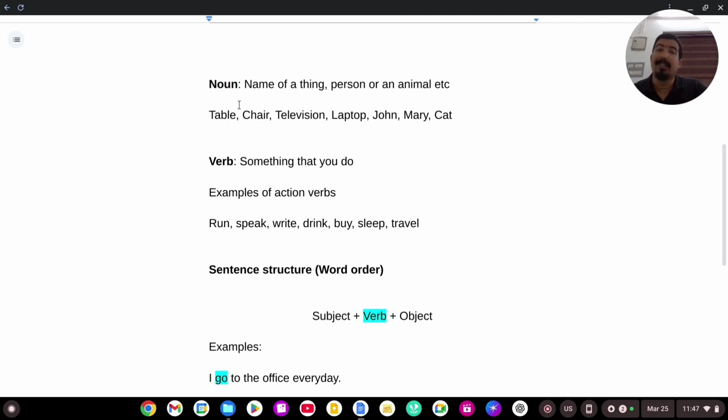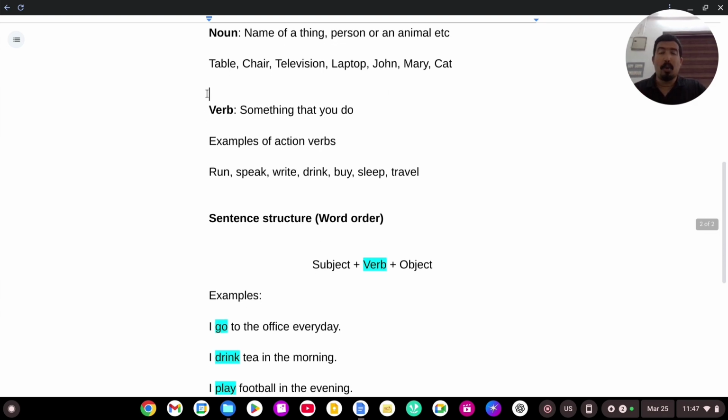Noun. What is a noun? Don't worry about the word noun. It is just a name of a thing, person or an animal, etc. It is the name. Naming something, it is a name, that is a noun. Just like table, chair, television, laptop, John, that is the name of a person, Mary, that is the name of another person, cat, that is an animal. So all these things are called nouns. Don't worry about nouns. You don't need to learn what is a noun, but you need to know noun means the name of a person.